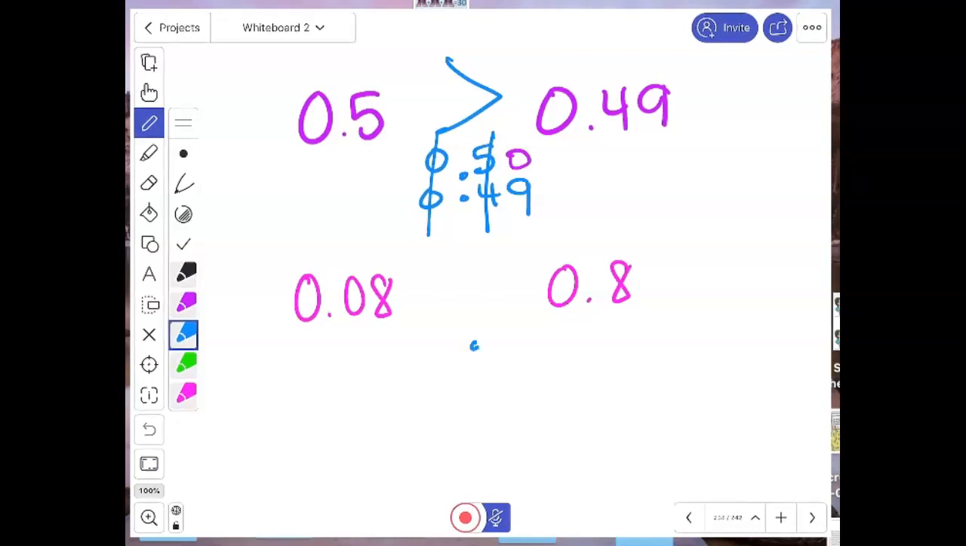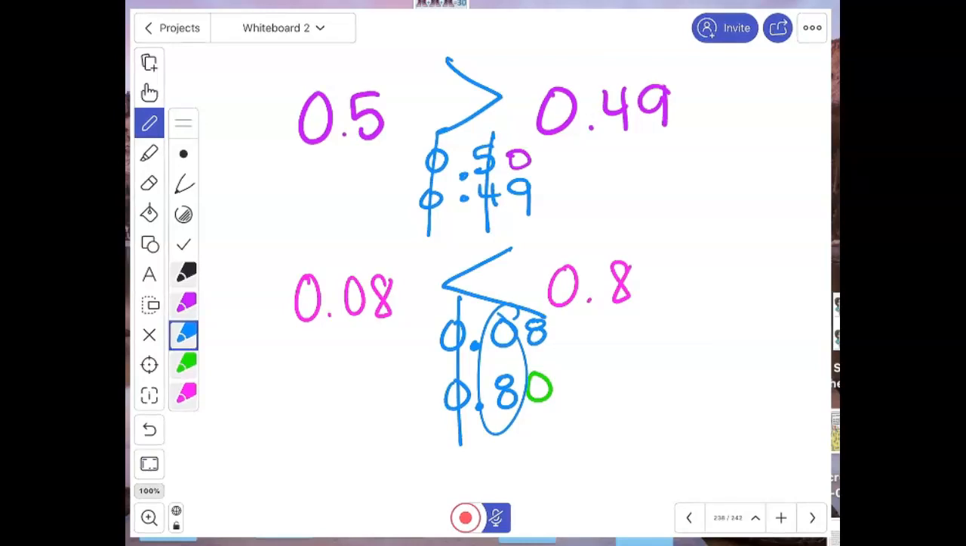Okay, line them up. Decimal, decimal, 0.08, 0.8. Oop, I have a spot I have to fill in. You know, some kids would say those are equal, but after they fill it in, they can see that they're not. So I'm ready to compare. Same, different. 0 is less than 8, so 8/100 is less than 8/10.